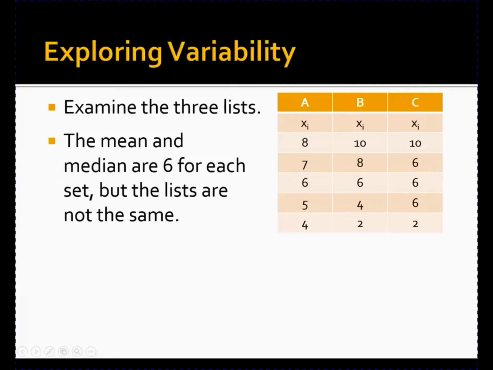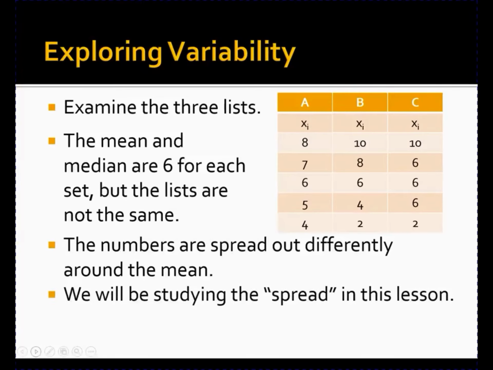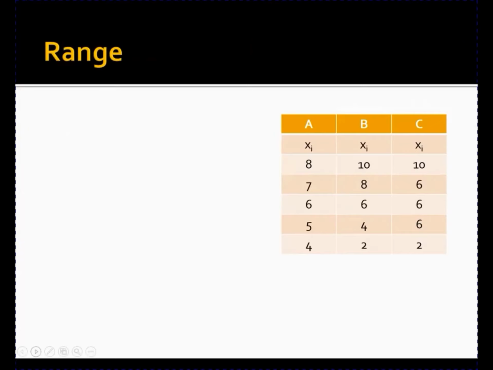Obviously the median we can just find as the middle number, and for the mean we add them all together and divide by 5. So although they have the same median and the same mean, they're not the same list. The numbers are spread out a little bit differently, and that's what we're going to be looking at in this lesson. So first of all, we're going to look at range.